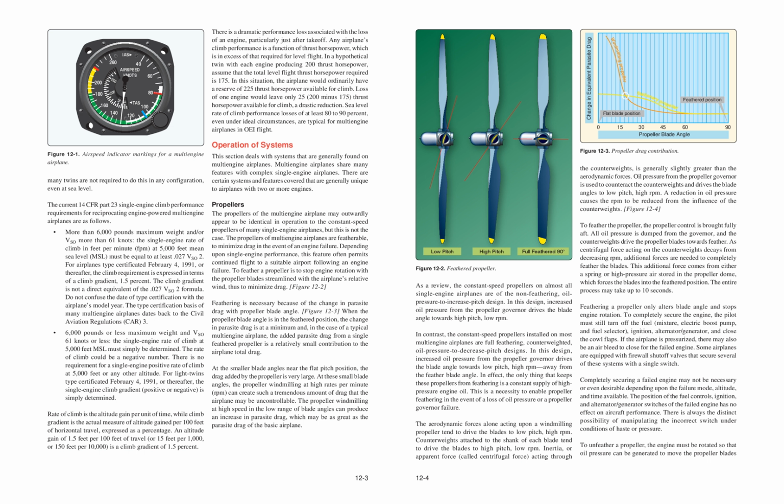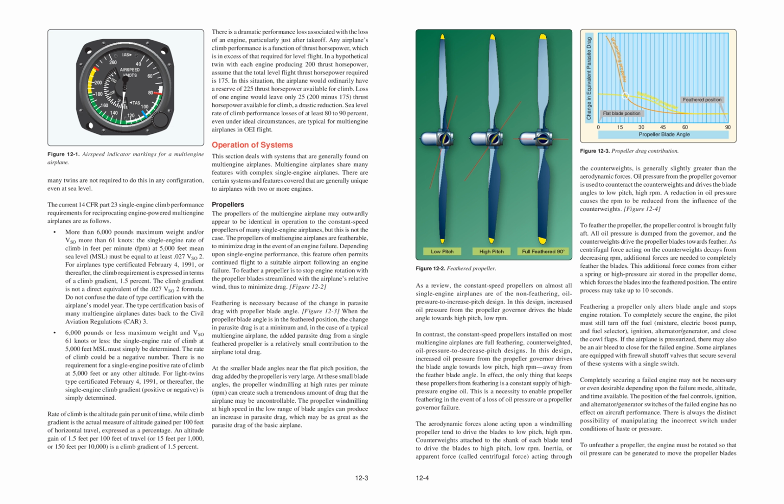Propellers. The propellers of the multi-engine airplane may outwardly appear to be identical in operation to the constant-speed propellers of many single-engine airplanes, but this is not the case. The propellers of multi-engine airplanes are featherable, to minimize drag in the event of an engine failure. Depending upon single-engine performance, this feature often permits continued flight to a suitable airport following an engine failure. To feather a propeller is to stop engine rotation with the propeller blades streamlined with the airplane's relative wind, thus to minimize drag. Figure 12.2.